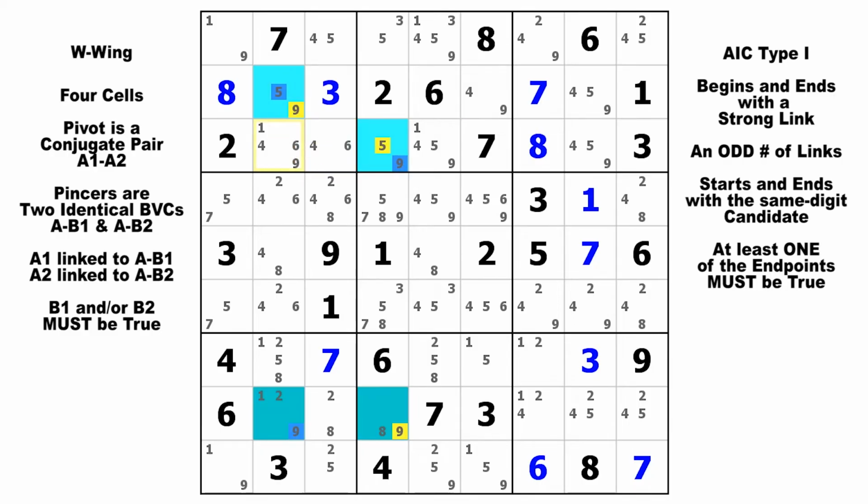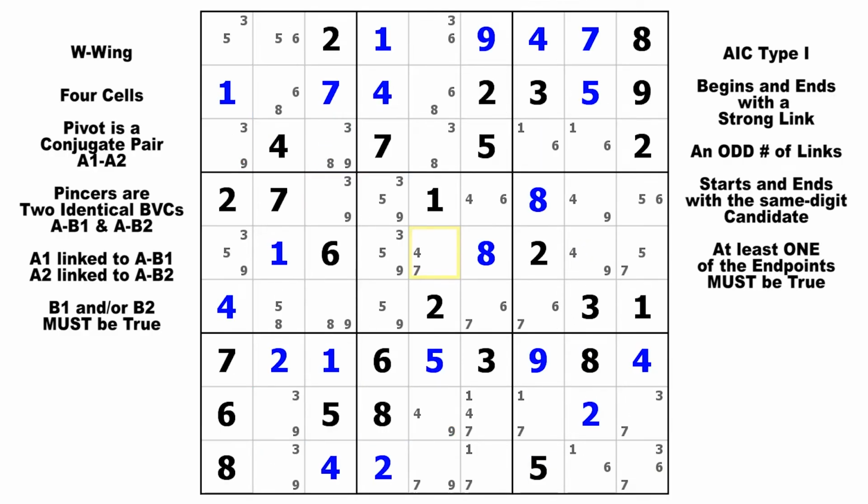All right, next one. Now when you are trying to find these W wings, you can look for 2 identical bi-value cells anywhere in the puzzle and then see if you can find a conjugate pair by which to link them up. But quite often, about 2/3 of the way through, as I'm sure you will notice, there will usually be many sets of matching bi-value cells all over the place, but it will be a rare occurrence when you are able to find a suitable conjugate pair with which to construct a W wing.